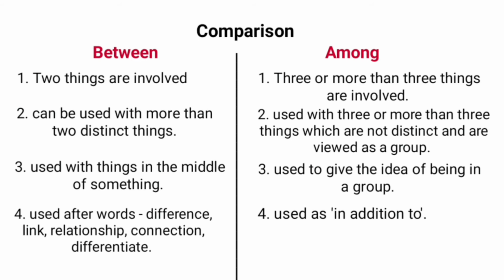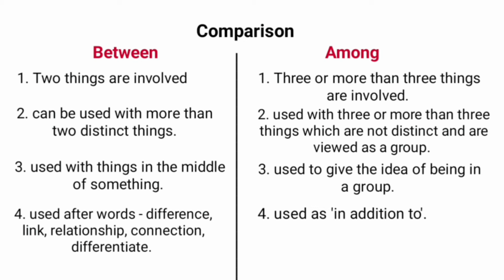Let's review between and among in this comparison. Between is used when two things are involved, whereas among is used where three or more than three things are involved. Between can be used with more than two distinct things. Among is used with more than two things which are not distinct and are viewed as a group. Between is used with things in the middle of something. Among is used to give the idea of being in a group.